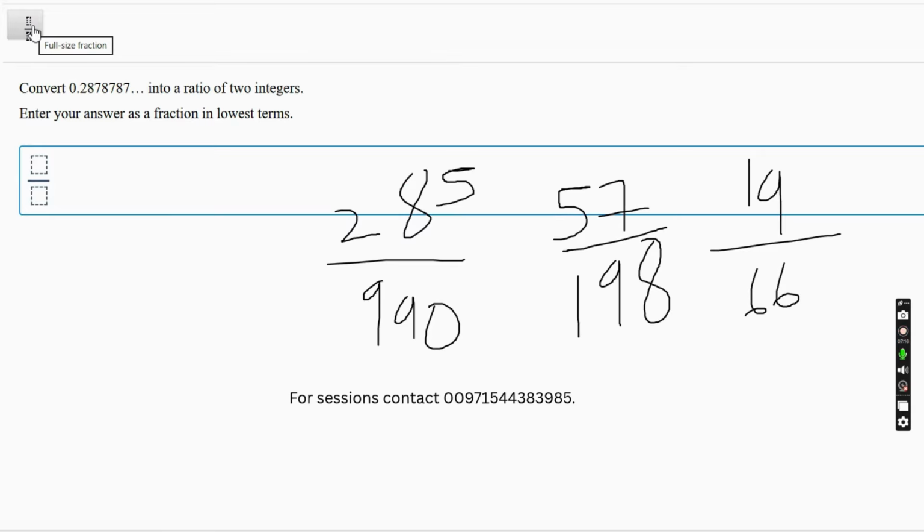You can also do this another way. When you get to 285 over 990, you can try dividing by 9, because when you add the digits, 2 plus 8 plus 5, you get 15. No, you cannot divide by 9, but you can divide by 3. Above, you will be getting 15, and at the bottom, you will be getting 18. Both of these are in the divisibility rule of 3.